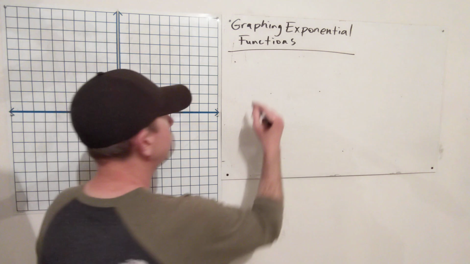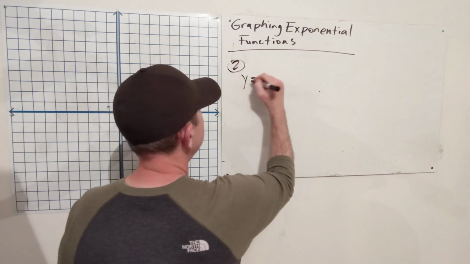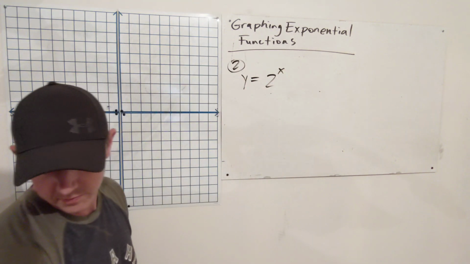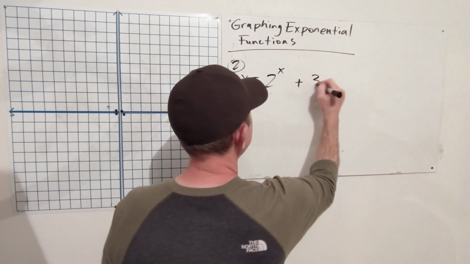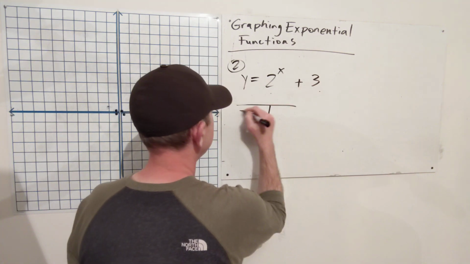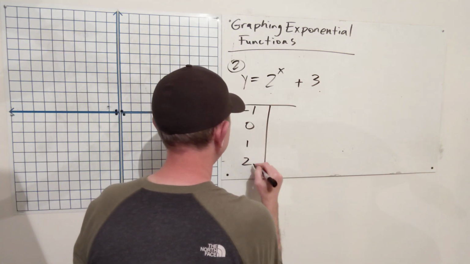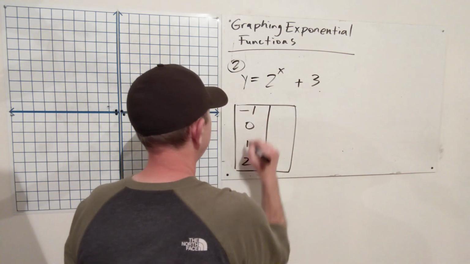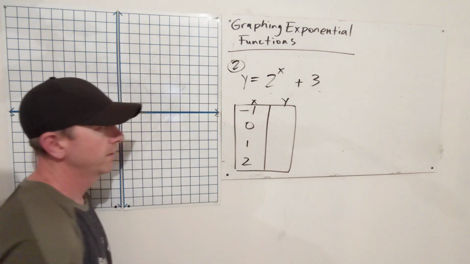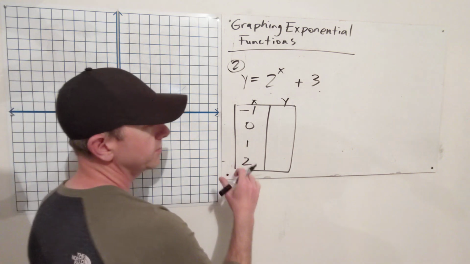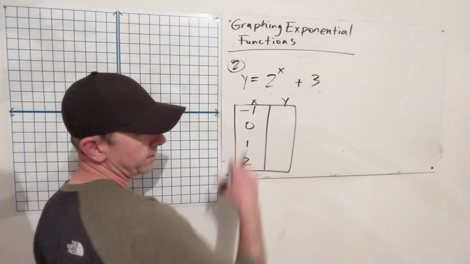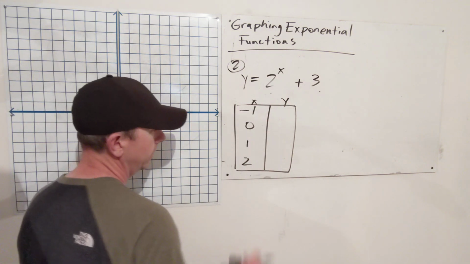So, number 2. y equals 2 to the x power plus 3. Okay, so this time, once again, we're going to check -1, 0, 1, and 2 on our x and y table. I always like to start with this one. You don't have to. You could start with the -1, but in my opinion, that's the most difficult one.